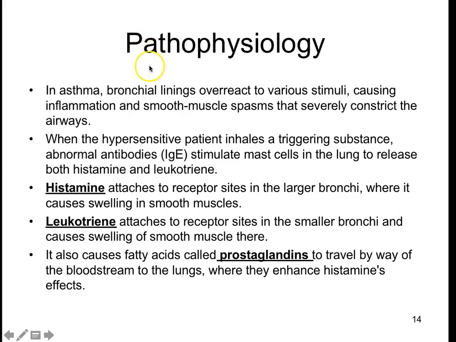So here we go with the pathophysiology. It's going to be the trigger that binds to the IgE, which is bound to mast cells, which releases not only histamine, but leukotrienes.